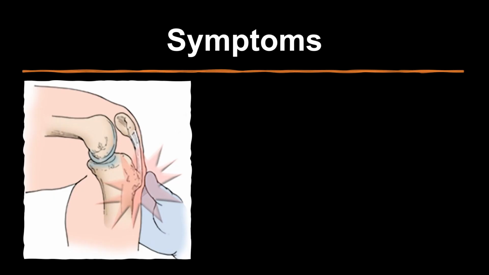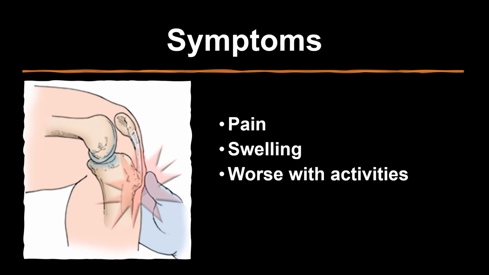Children usually present with complaints of pain at the front of the knee and swelling. The pain localizes to the bump at the top of the shin bone, or the tibial tubercle. This pain is typically worse with activities and improves with rest. Often there is no history of a specific injury to the leg. Pain can be present in one or both knees.